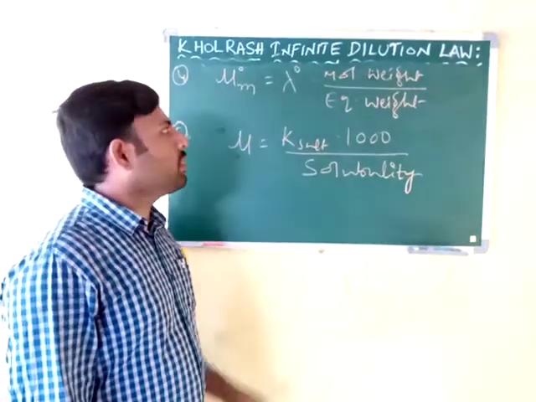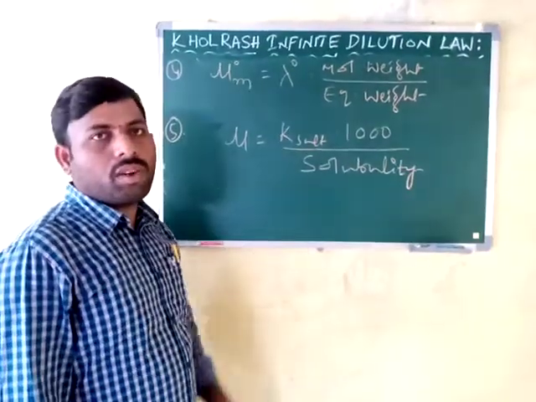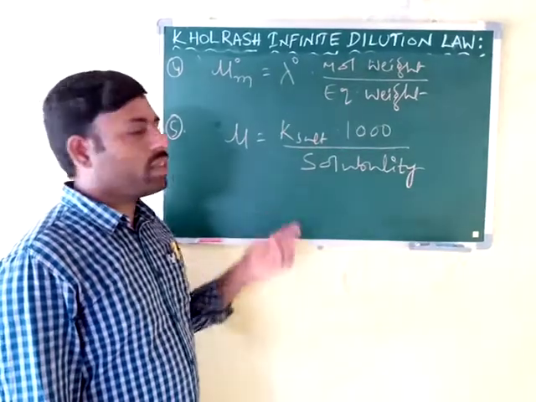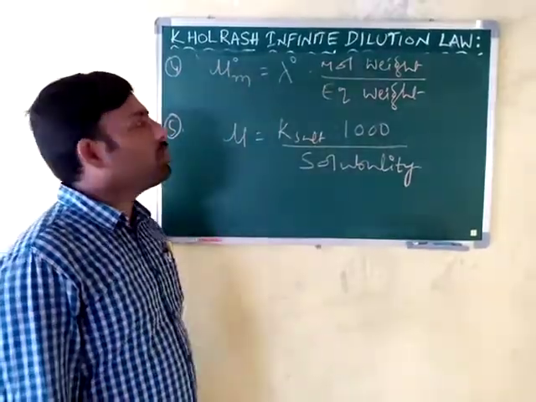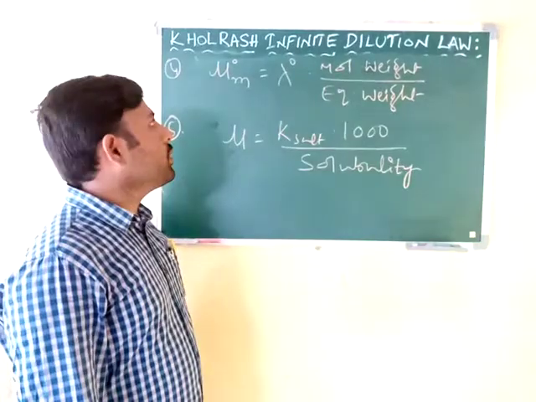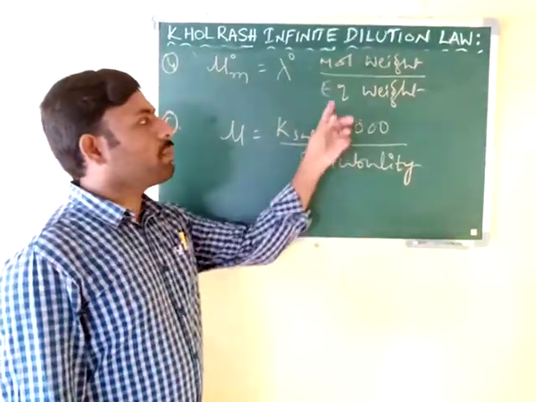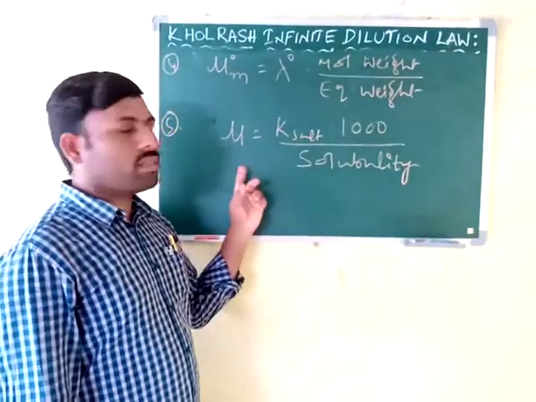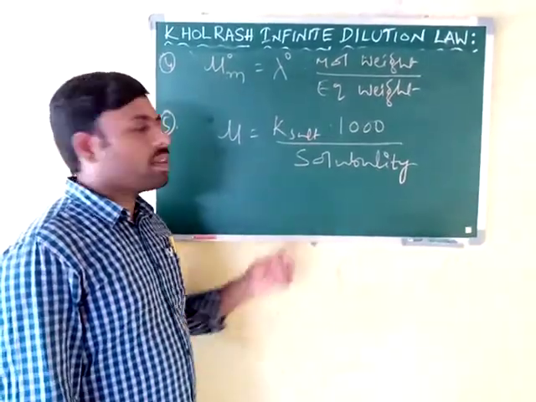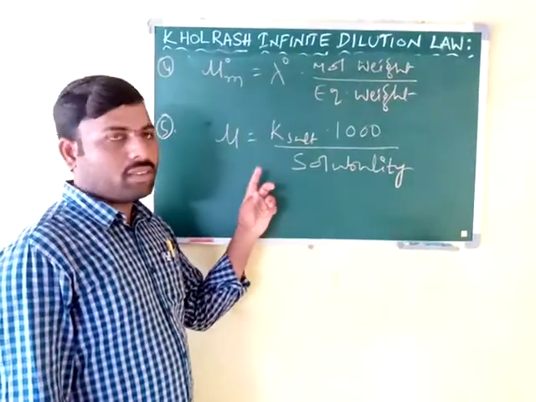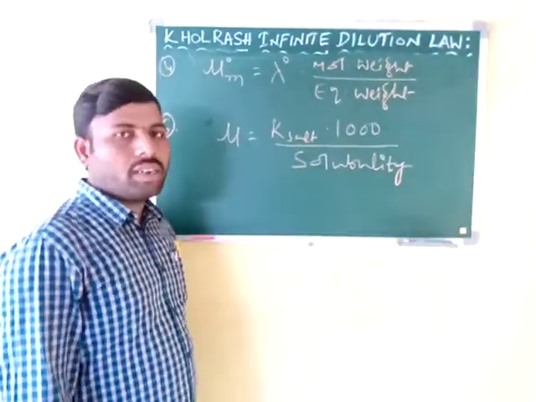The fourth application is the relation between molar conductance and equivalent conductance. If we know the equivalent conductance, we can know the molar conductance. The limiting molar conductance nu 0 m is equal to lambda 0 into molecular weight by equivalent weight. And the last one is to know the solubility of a salt: nu is equal to K, ionization salt constant, into 1000 by solubility.